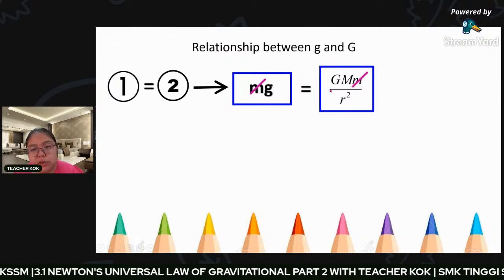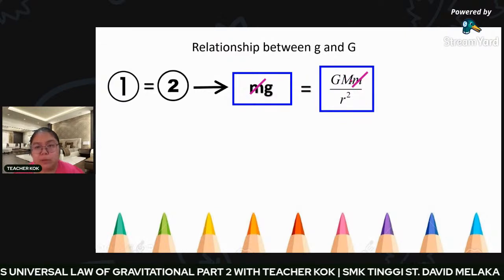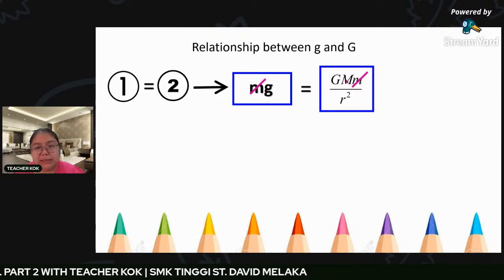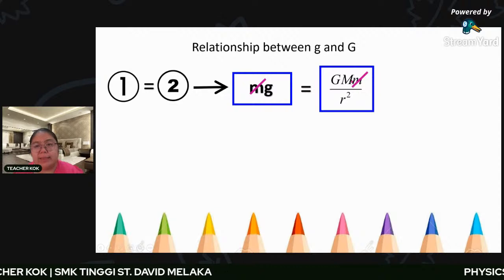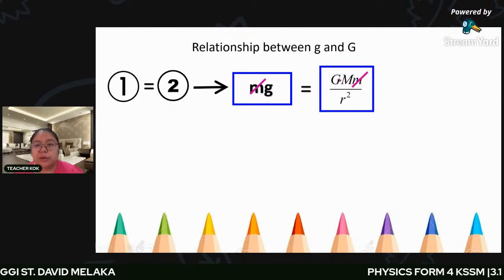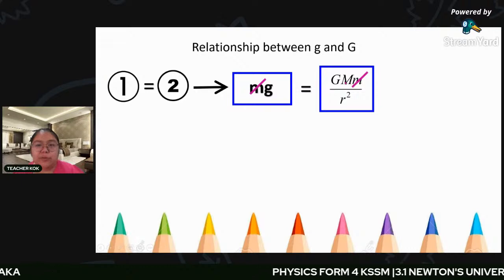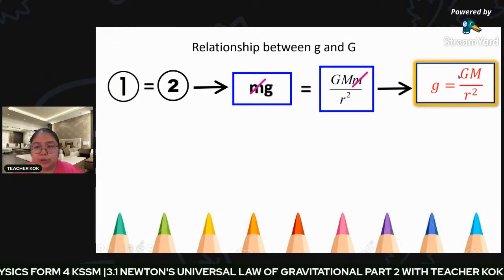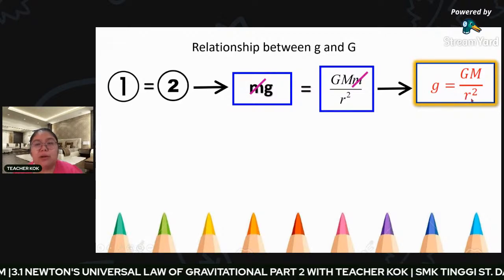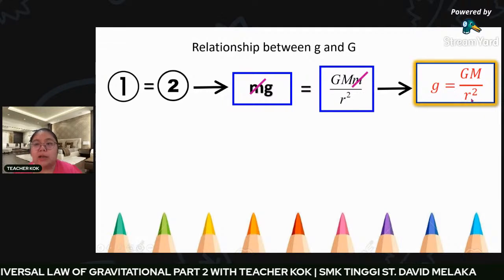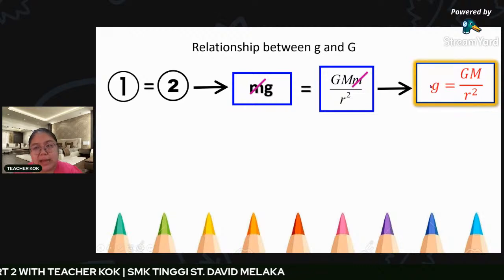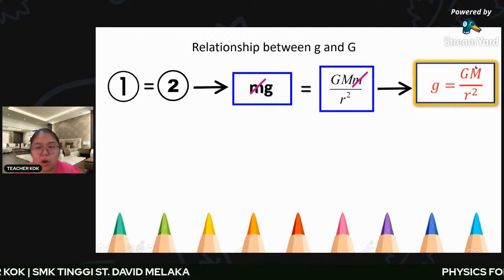If the situation uses the Sun or the Moon, or maybe another bigger planet, then capital M is not the Earth's mass but the mass of that other body. So from here, the equation we can create is g equals capital GM over R squared. This is the relationship between the gravitational acceleration and the gravitational constant.